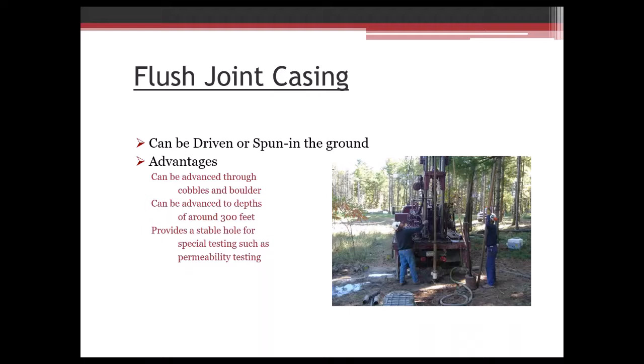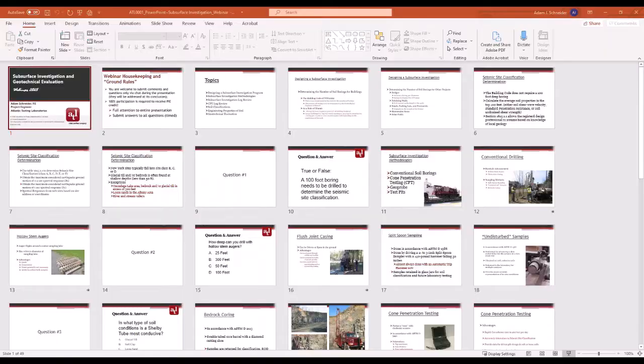The other method that we use commonly is called spun-in casing, and that we have a diamond spin shoe that's put on the bottom of the casing, and that spin shoe is advanced into the ground, and then those diamonds do cut the ground and allow the casing to advance. Whether we're using driven or spun-in casing, you end up cleaning out the inside with the trico and roller bit.